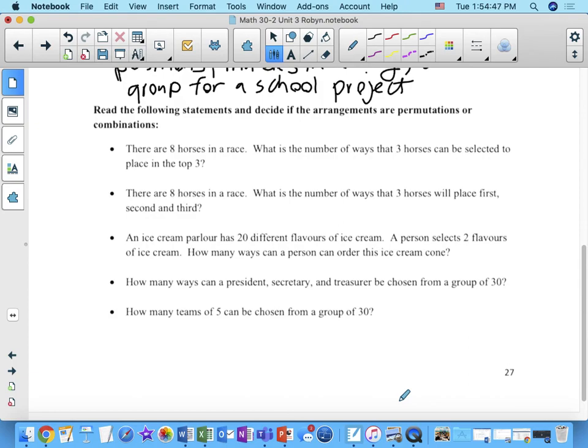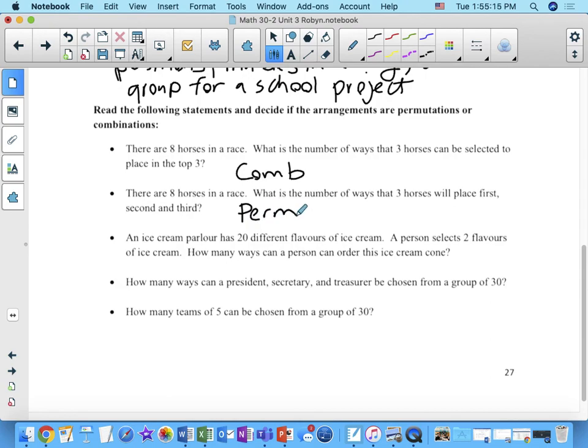So the first one is a combination, because if you're just looking at the group of the top 3, it doesn't matter what order they're in. It's still the same group. Whereas if you're looking at first, second, third, now you're looking at order. Okay, so this is a combination. This is a permutation.